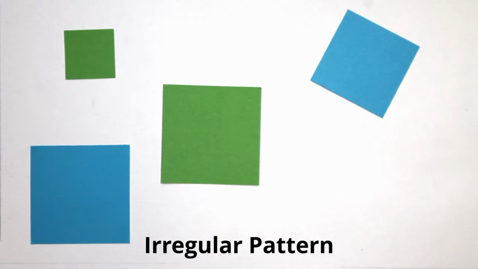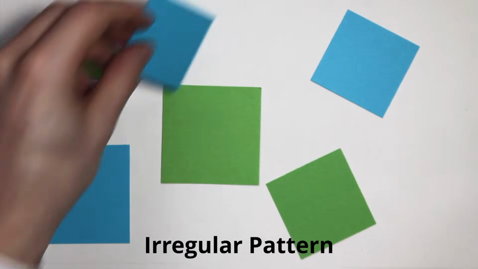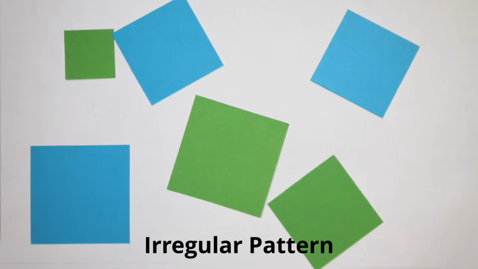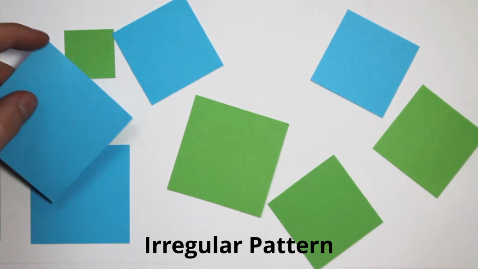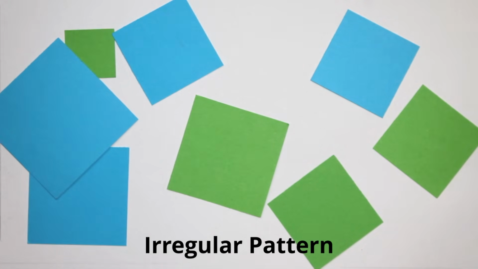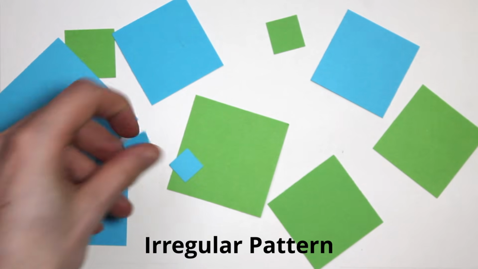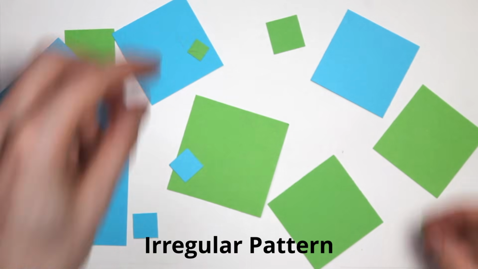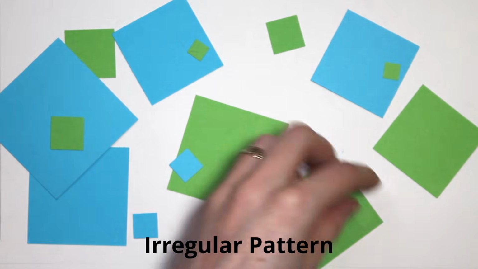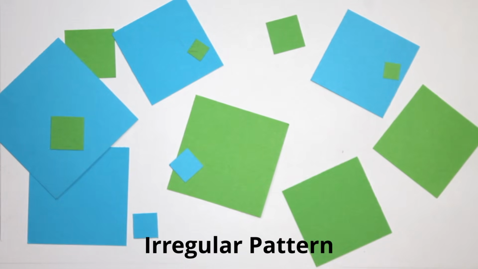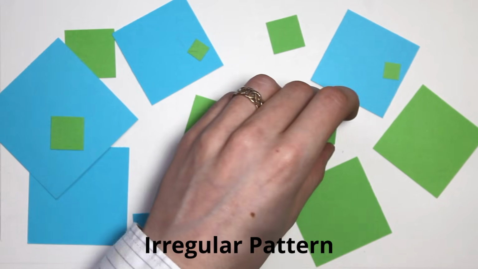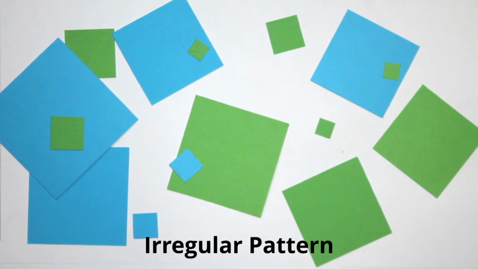So here I've changed the size of my motif, I've changed the angle at which it sits, and I'm putting them down in a really unpredictable way. I'm trying to just spread them out. And irregular patterns are the patterns you'd most commonly find out in nature. So something like the petals of a flower would be an irregular pattern, or something as simple as your fingerprint, again, would be an irregular pattern because it repeats in an unpredictable manner.